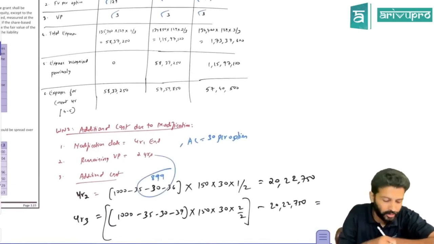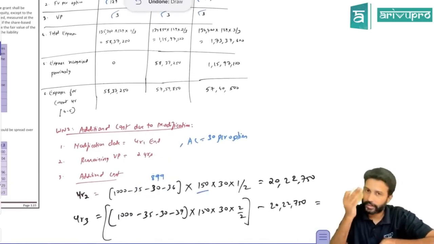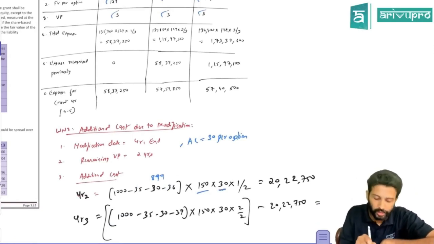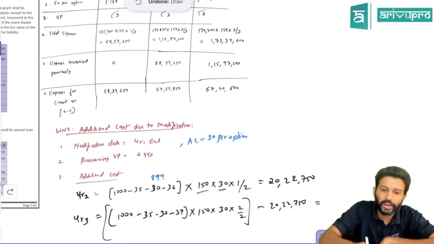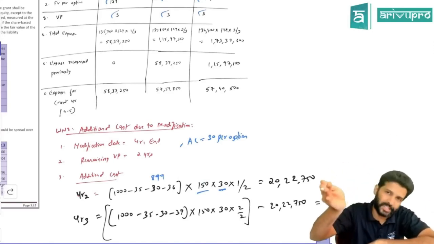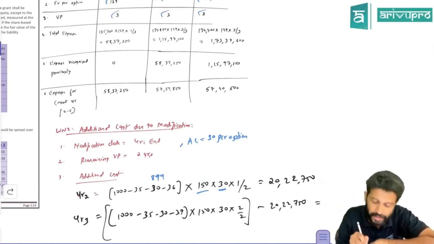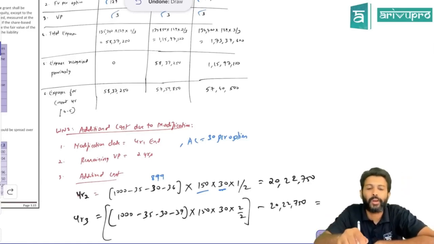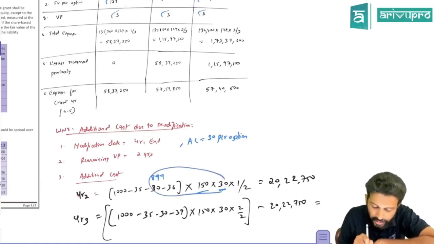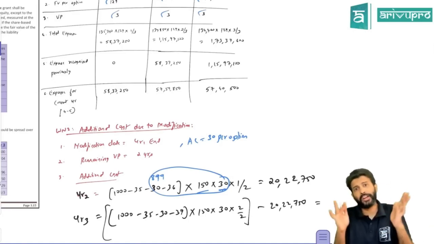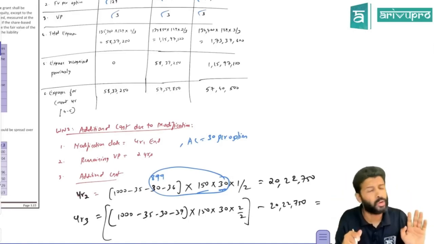This is the number of employees, and each employee can buy how many shares? 150. And what is the additional cost? If you do 899 into 150, you get 1,34,850. That is the total number of options expected to vest. The additional cost on one option is 30. So multiply by 30 and you get 40,45,500. That is the total additional cost.